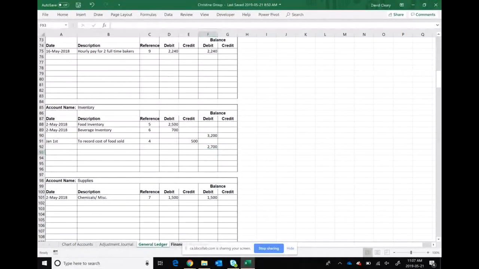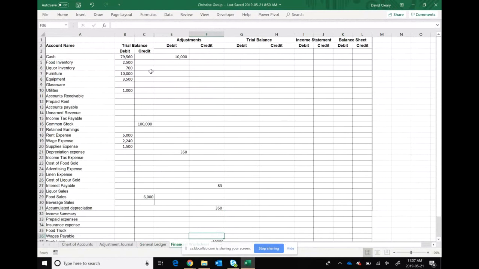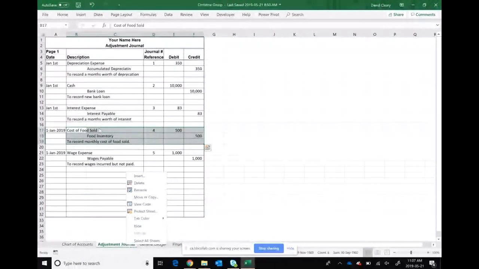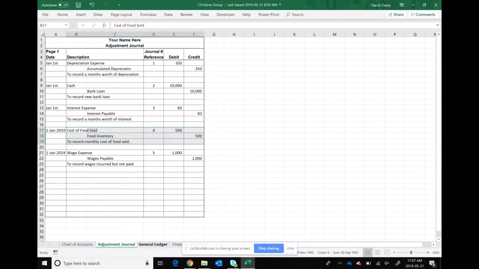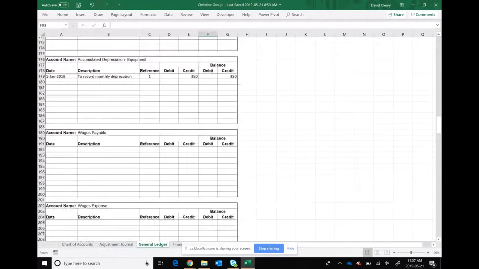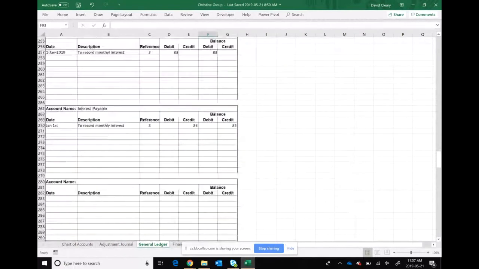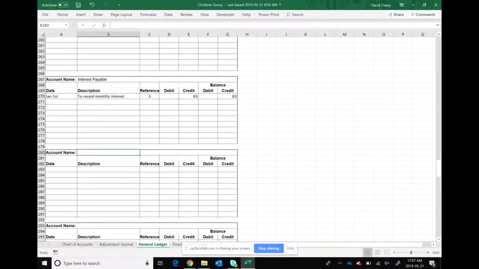So we go to our financial worksheet. We find our food inventory. In this case, it was 25. We credited it by 500. There we go. We then go back to our adjustment journal. What's the next one? Cost of food sold. Define our cost of food sold first. Put it in, cost of food sold.